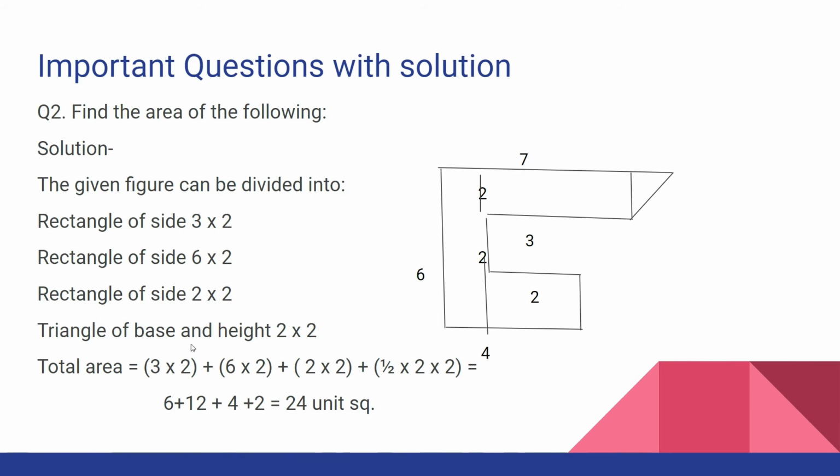So the total area of the figure will be equal to the area of all the rectangles plus the area of the triangle, which will be equal to 24 units square. Moving on to the next question.